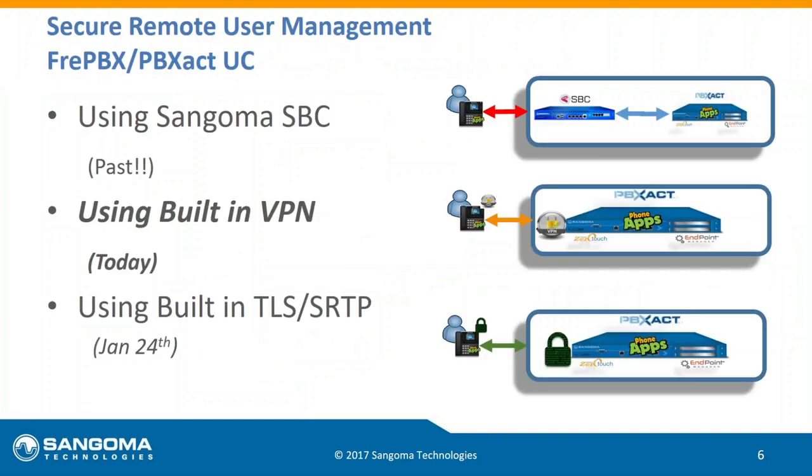In the case of part two, which is the middle drawing here, what we're going to do is turn on a VPN server inside the PBXact demo we're running for this, and we're going to set up the VPN client to authenticate through this VPN server before accessing the local network.